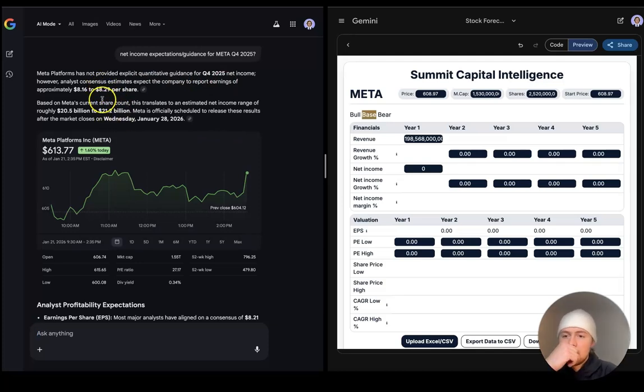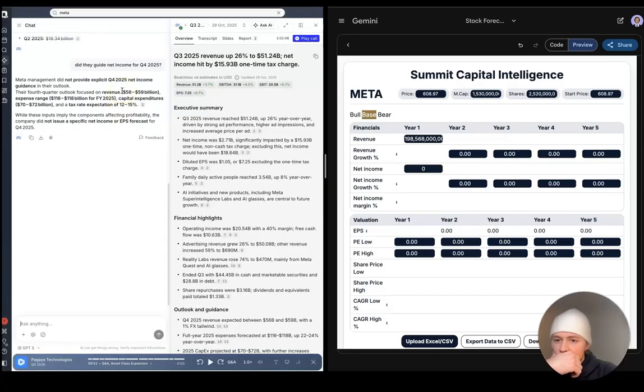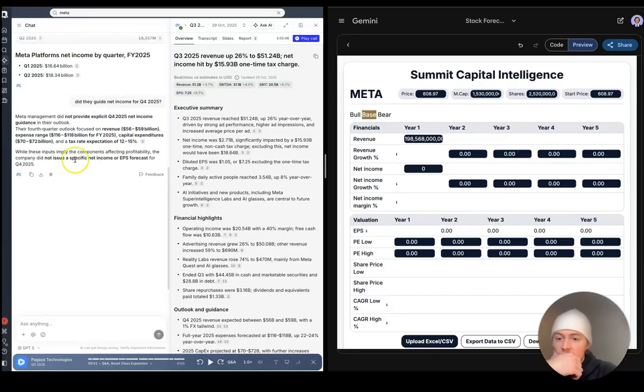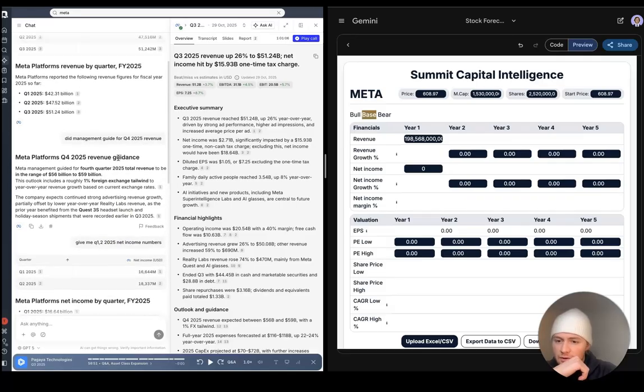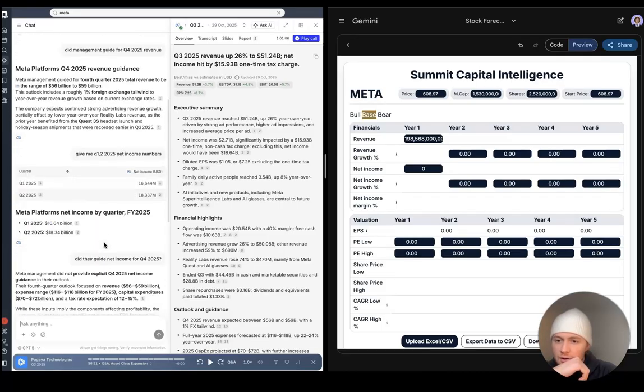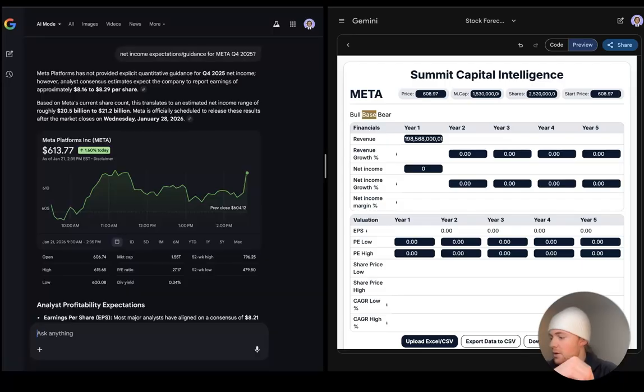Okay, so it gives us, they did say EPS. Oh, they did not issue a specific net income EPS forecast, but then this says they did, I think, up here. Did it not say that? Maybe that was Google AI. Okay, so it gives us the EPS, and based on the share count. Okay, so it says 20 to 21.2 billion. Okay, so we'll just go, we'll do rate smack dab in the middle.